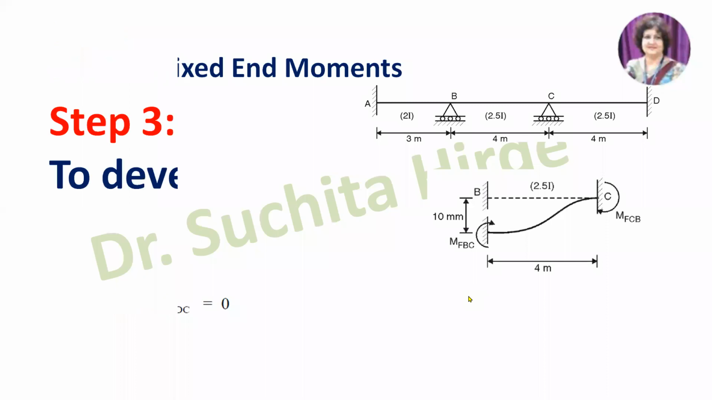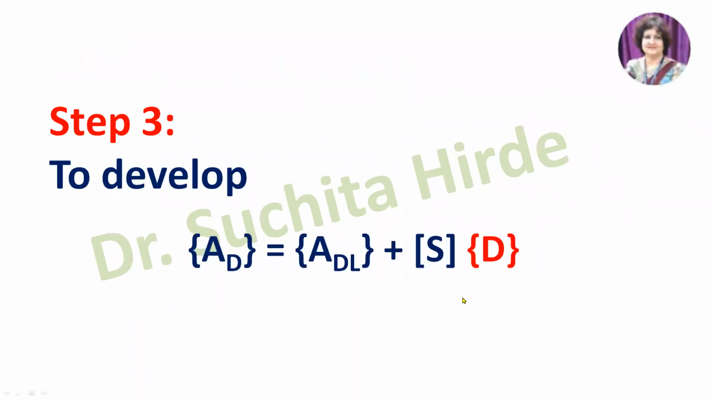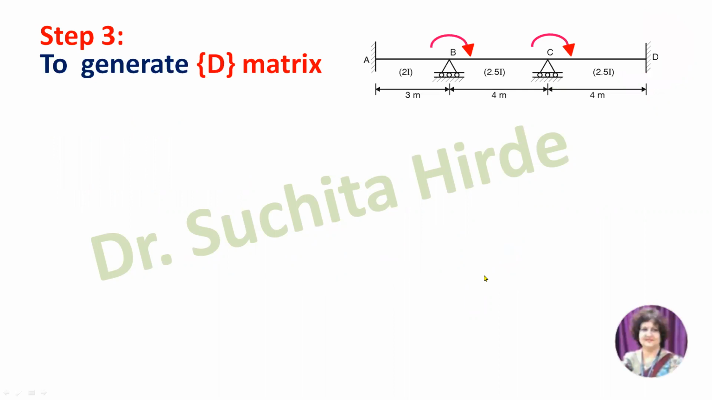After calculating fixed end moments, the next step is to generate different matrices. So first of all, we will develop the D matrix. To develop the D matrix, first of all we have to draw the coordinates on the structure. We draw coordinates in the direction of unknown displacements. Since thetas are unknown here, we draw curved coordinates. So this is coordinate number 1 and this is coordinate number 2.